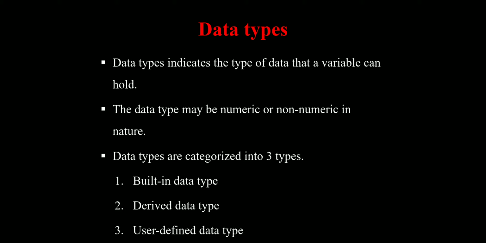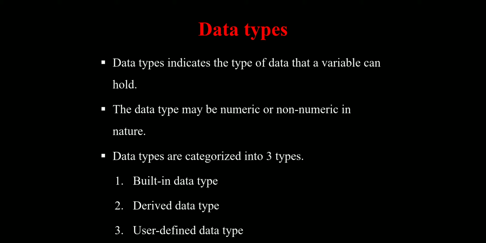The data type may be numeric or non-numeric. Numeric means integer or floating. Non-numeric means string or a character. And data types are categorized into three types. First one is built-in data type, derived data type, and user-defined data type.